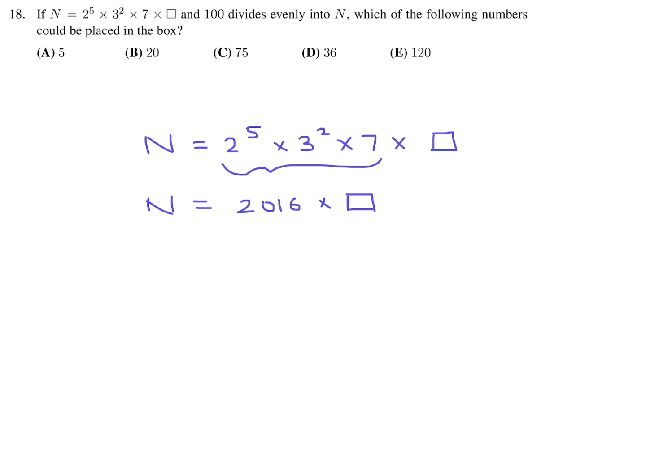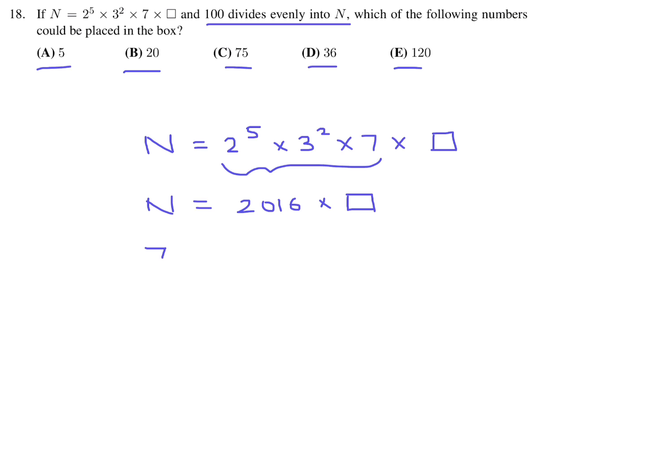All right, so far we have no idea what the box is going to be. But this is the clue that's going to help us solve it: 100 evenly divides into n. So what I just did is start looking at these numbers, and if I multiply each of them, I'm trying to see if it becomes divisible by 100. And you can try that on your own.